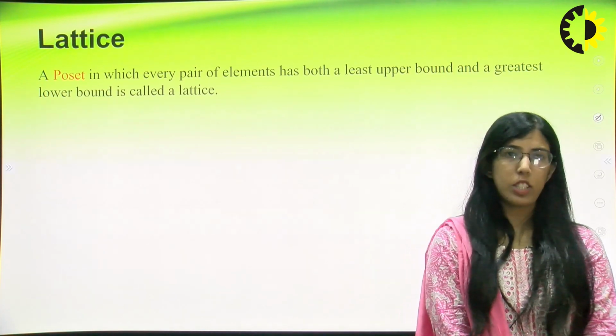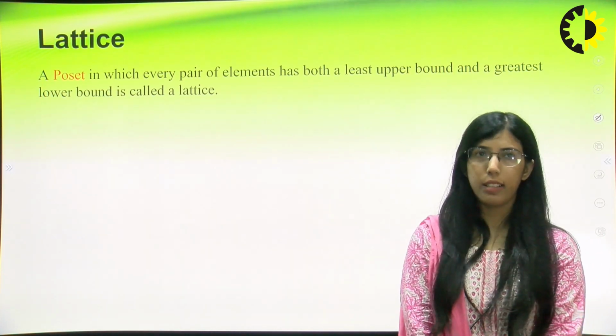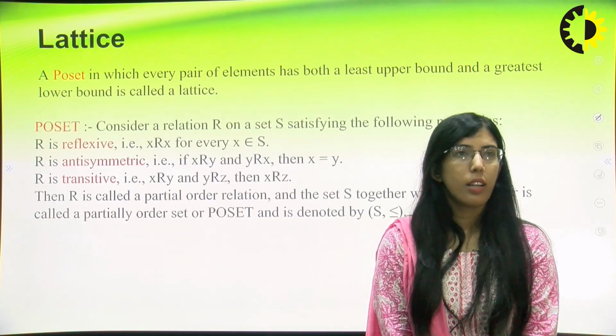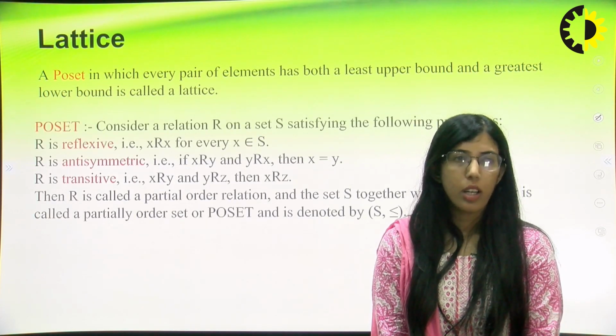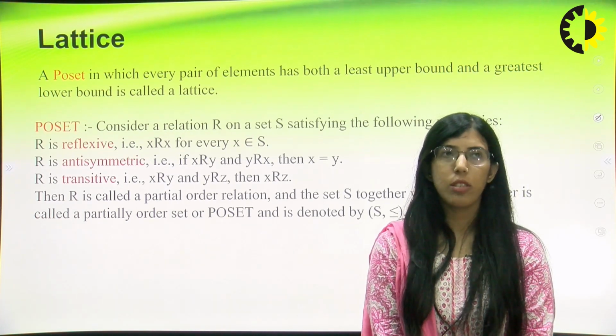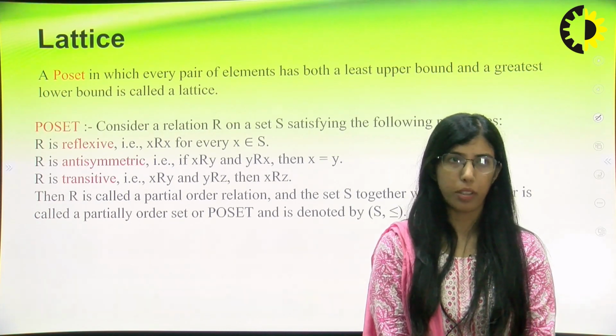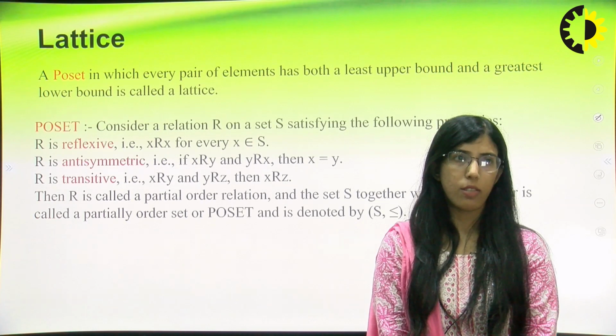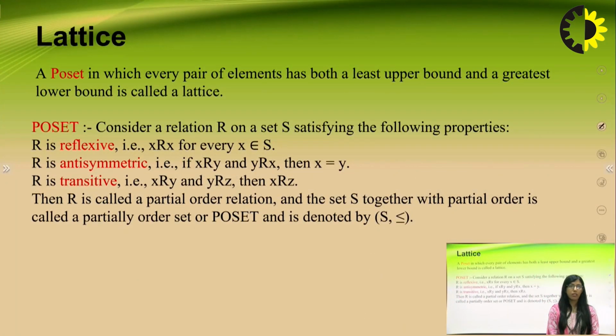It is a poset in which every pair of elements has both a least upper bound and a greatest lower bound. What is a poset first of all? If we consider a relation R on a particular set S, then the relation must satisfy three properties: the first is reflexive, the second is antisymmetric, and the third is transitive. If the relation follows these three properties, then it is called a partial order relation, and the set together with this relation is called a poset, denoted by the symbol (S, ≤).